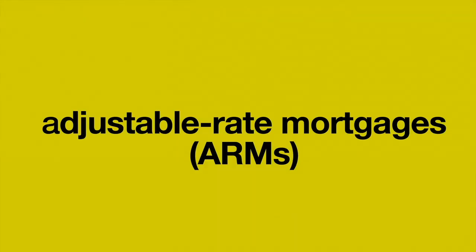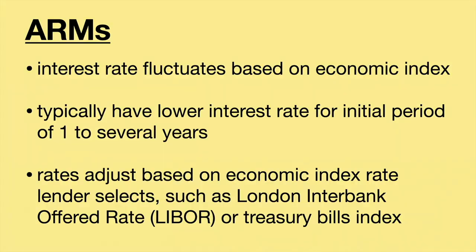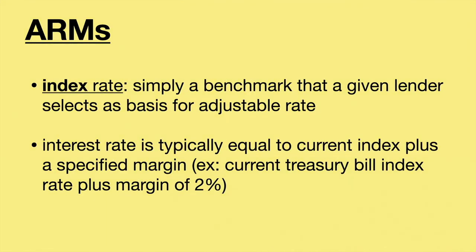Adjustable rate mortgages, ARMs. The interest rate fluctuates based on the economic index. ARMs typically have a lower interest rate for an initial period of 1 to several years. ARM rates adjust based on an economic index rate the lender selects, such as London Interbank Offered Rate, LIBOR, or the Treasury Bills Index. An index rate is simply a benchmark that a given lender selects as the basis for the adjustable rate. An ARM's interest rate is typically equal to the current index plus a specified margin. For example, the current Treasury Bill Index rate plus a margin of 2%.